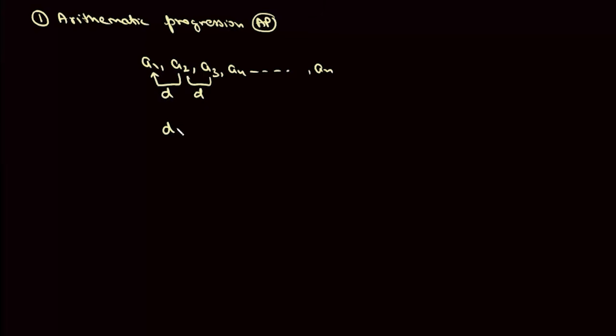So if it is an AP, then A2 minus A1 must be equal to A3 minus A2, must be equal to A4 minus A3, and must be equal to AN minus A(N minus 1). So all these differences must be constant, and this difference D is called the common difference.